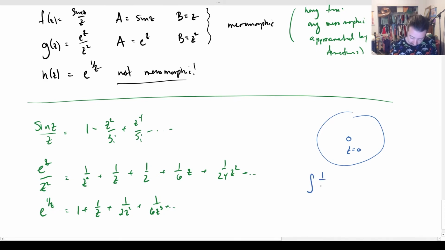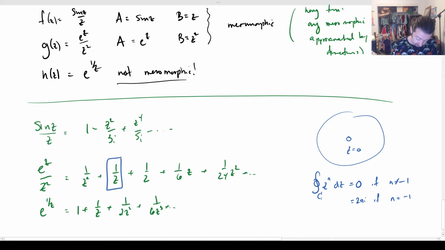the integral of z to the n dz around some closed contour is equal to 0 if n is not equal to -1, and it's equal to 2 pi i if n is equal to -1. And so that n equals -1 term is really special. And it's so special that we give the coefficient of that term a name.